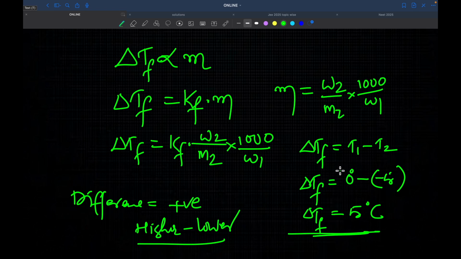Here 0 degrees Celsius is higher than -5, that's why it is 0 minus of -5. So minus minus gets you positive. Difference will never give you the negative value.